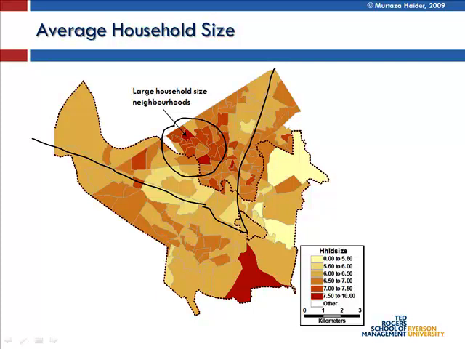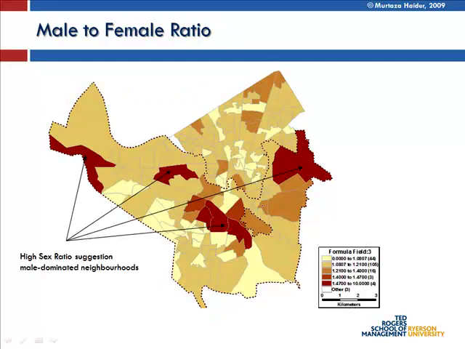So if you look at the male to female ratio, Rawalpindi being a garrison city, you would notice that there are certain neighborhoods where the male to female ratio is extremely high, where you have 1.5 males or more for every female. So these are the very high male dominated areas in the city.